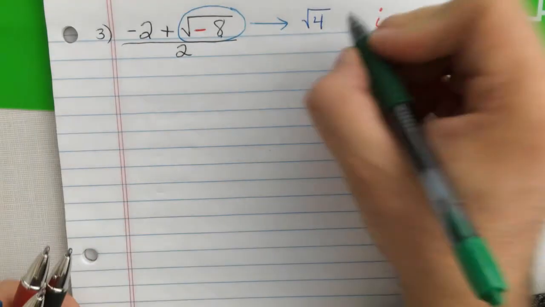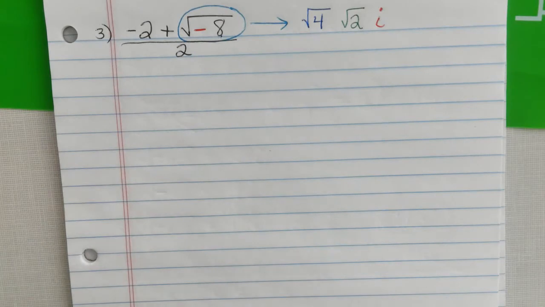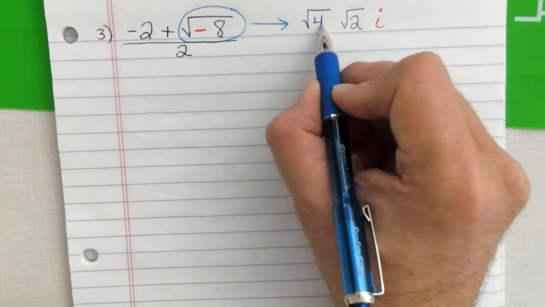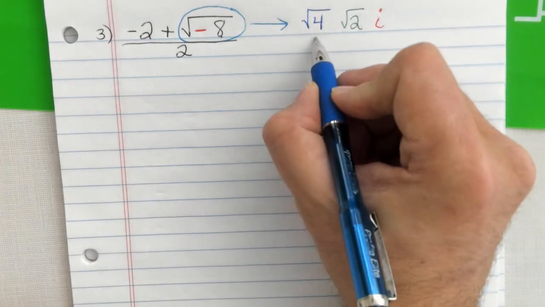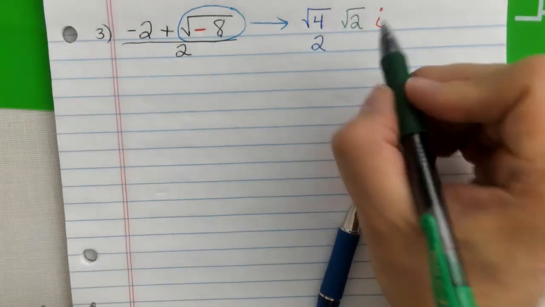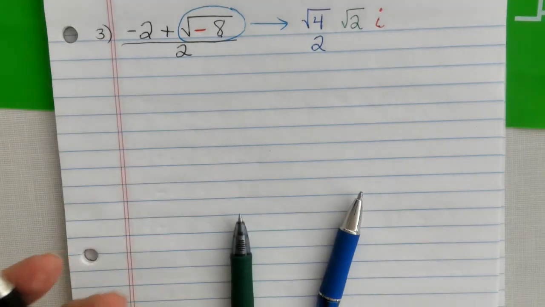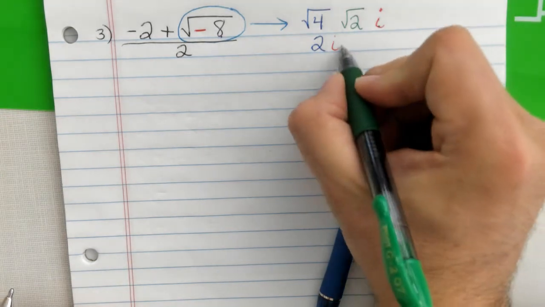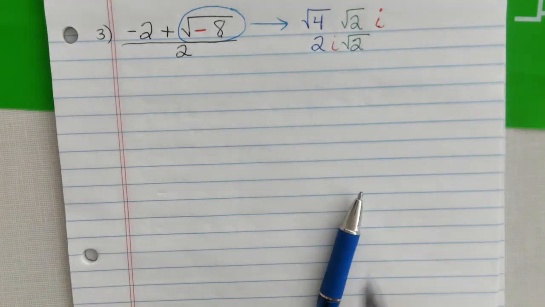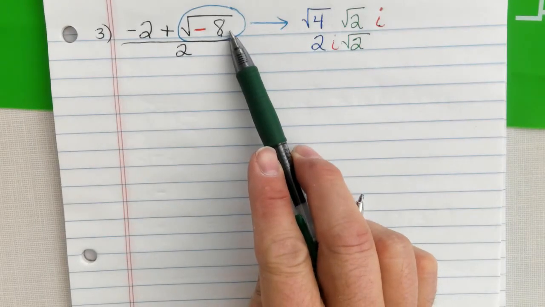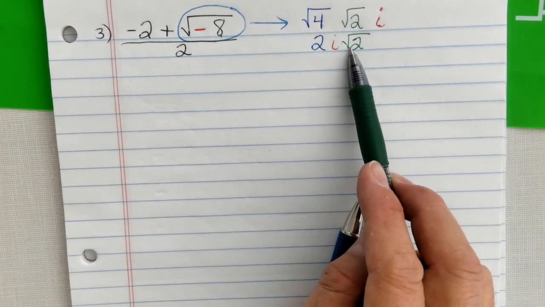4 times 2. So, if you can tell the colors on here, and I'm not sure if they're showing really well, this blue square root of 4, I'm just going to write as a blue 2. Okay, and then we write the I, and then the green square root of 2. Now the colors at this point aren't really that significant. So I've simplified the square root as 2I square root of 2.